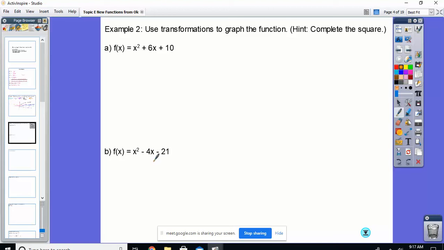So if you remember, completing the square, you group your x's together. We're doing this a little bit different because we're keeping everything on one side of the equation. And I'm going to keep my constant on the outside.